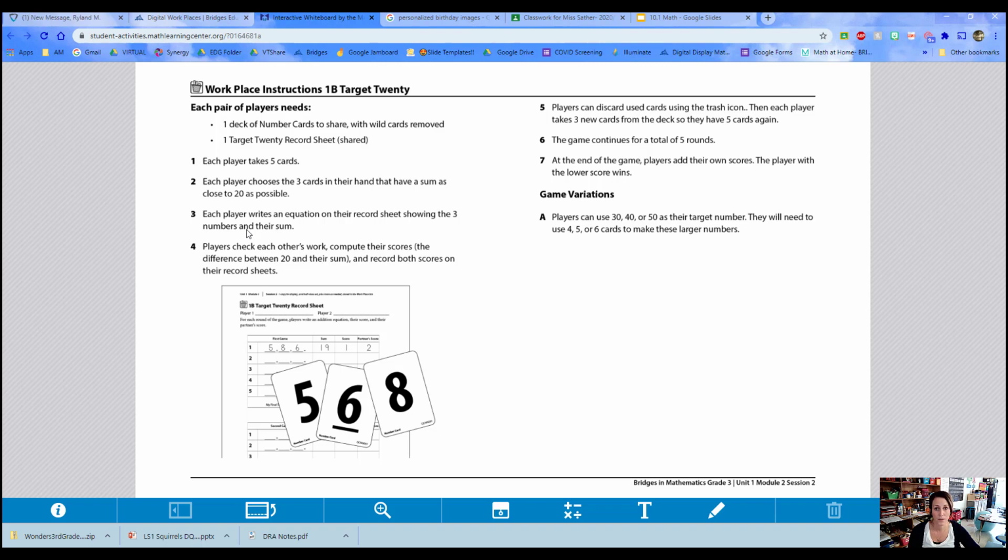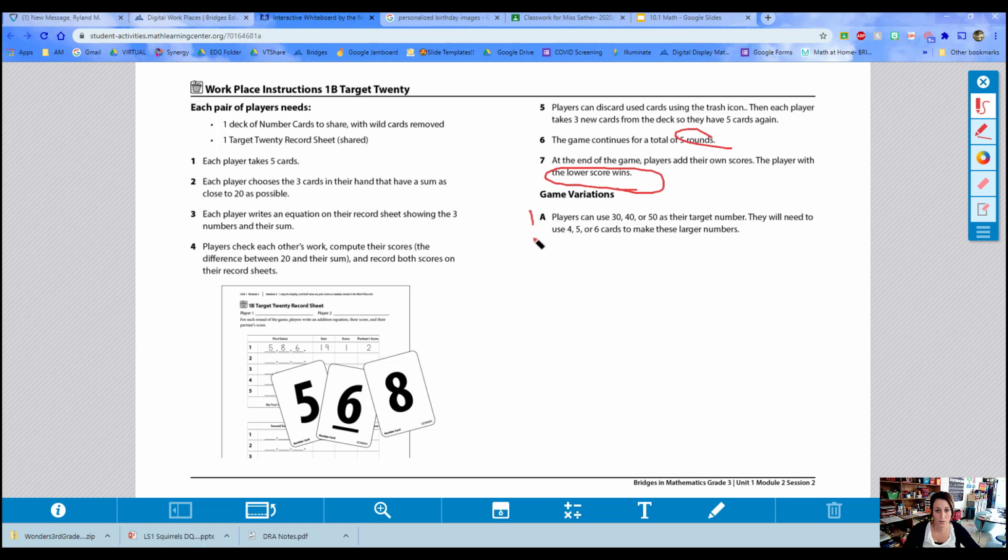record sheet. Number 5 says players can discard used cards using the trash icon. Then each player takes 3 new cards from the deck, so they have 5 cards again. The game continues for a total of 5 rounds, so we're going to be playing 5 rounds of this today. At the end of the game, players add their own scores, and the player with the lower score wins. So that's something that we're going to want to think about. That's how you're going to win, is by getting the lower scores.